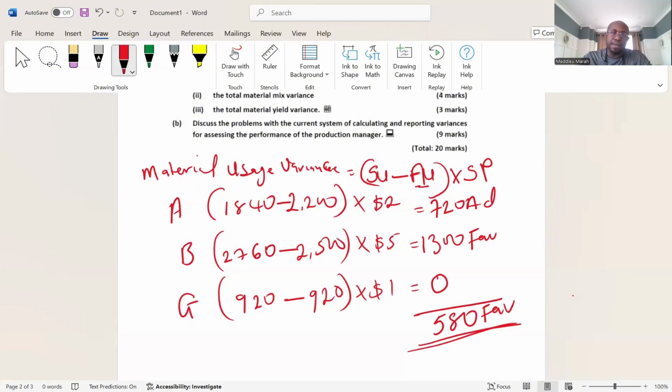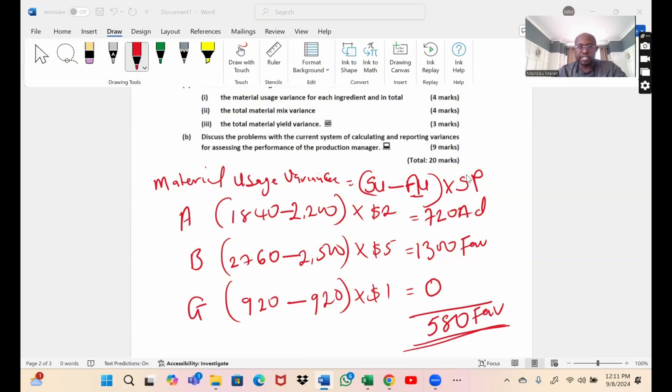So in this example, we are not asked to calculate material price variance. But I'm going to calculate material price variance. This is a learning process for all of us. We are only asked for material usage variance, so this is the material usage variance. I will calculate material price variance just for teaching purposes, not for discussion. Okay, so let's go for the material price variance.